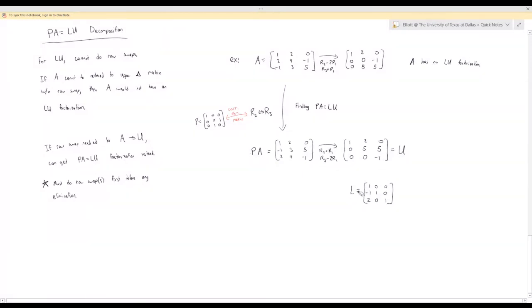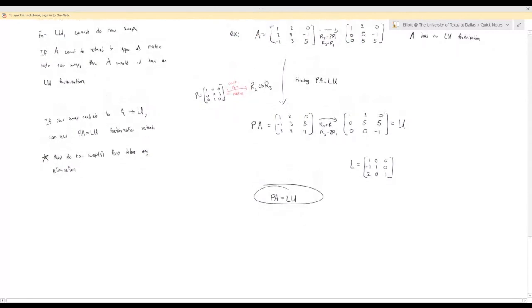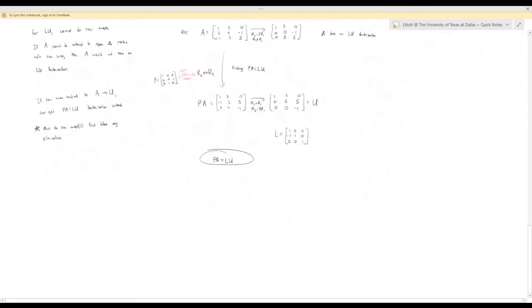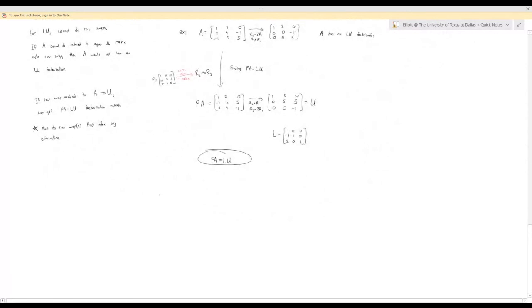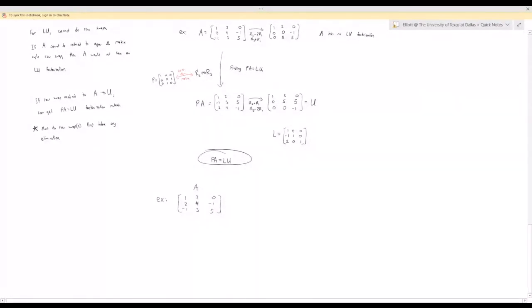So what we did just now is we found an LU factorization for PA. So hence you have PA equals LU. So I'm just going to do one final thing in this review. Let me just take the matrix A that we had just now. So from the last example, that's A.